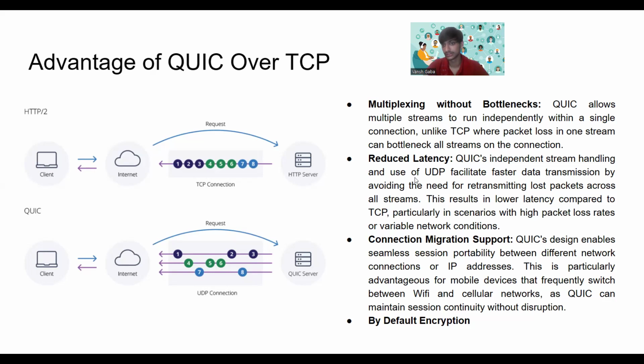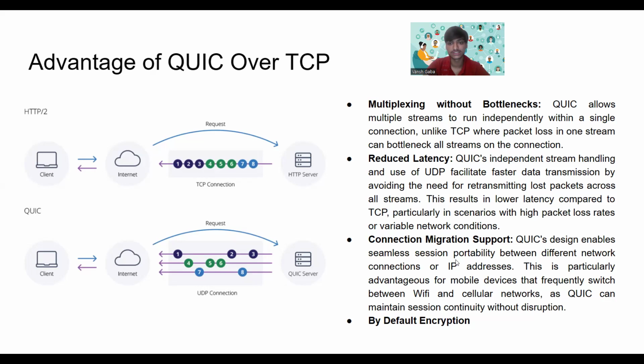Second one is reduced latency, as it has independent stream handling and uses UDP to facilitate faster data transmission, avoiding retransmitting the lost packet across all the streams. Only in that stream where the packet is corrupted is it sent again. In that way it will reduce the latency and make the user experience better by making web pages load faster.